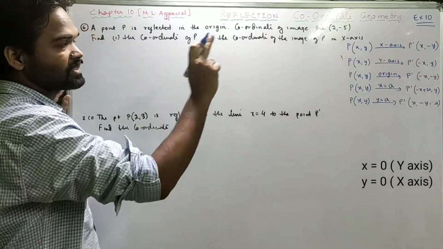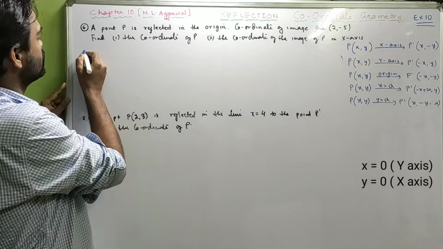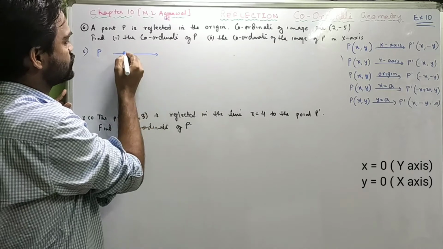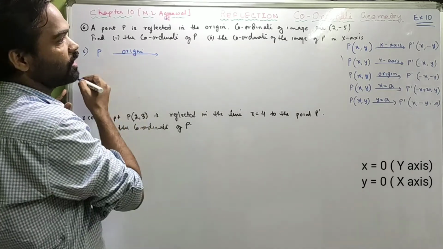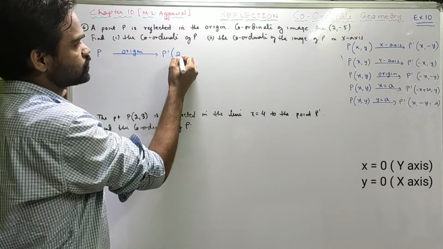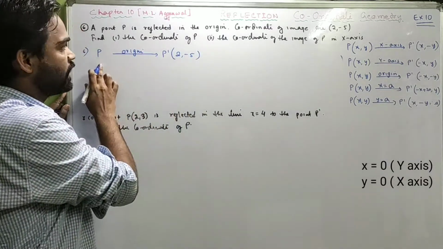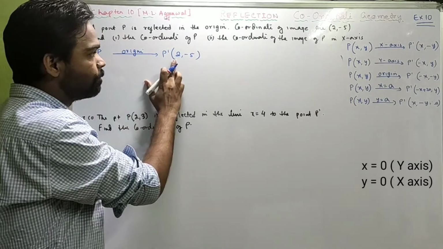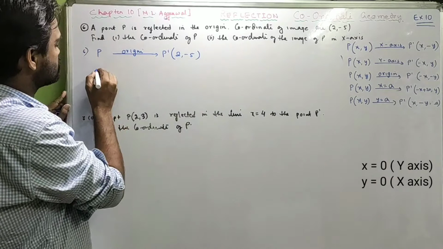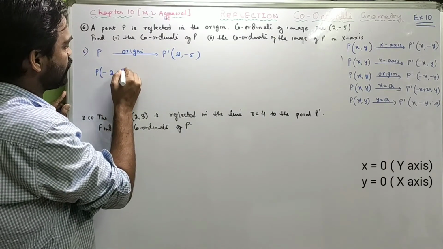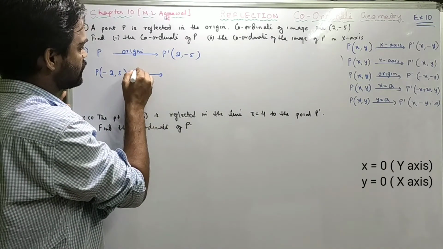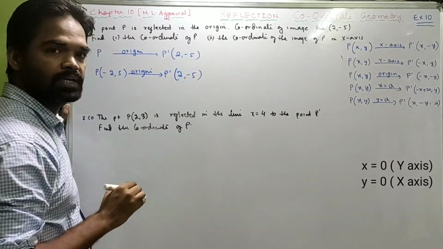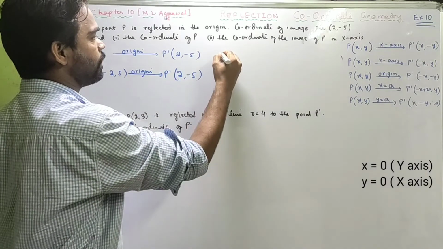Now look at sums from exercise 10, reflection. Number 6. A point P is reflected in the origin and the coordinates of the image, P dash, are (2, -5). Find the coordinates of P. Now we know that when a point is reflected in the origin, both the signs change, which means P should have been (-2, 5). Then only when it is reflected in the origin does it become P dash (2, -5). Isn't it?